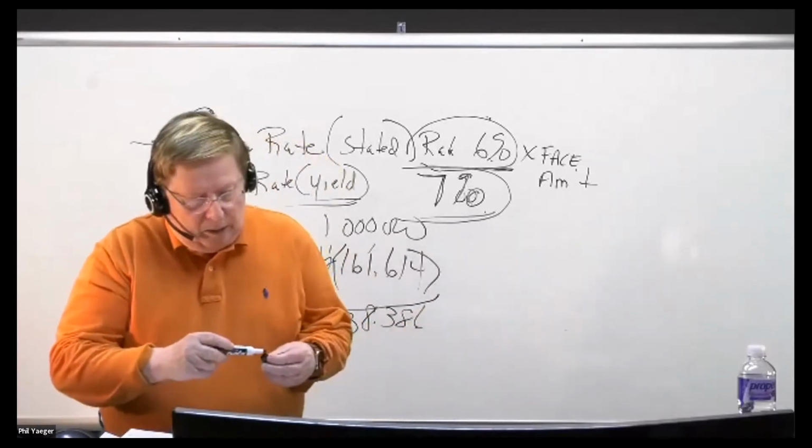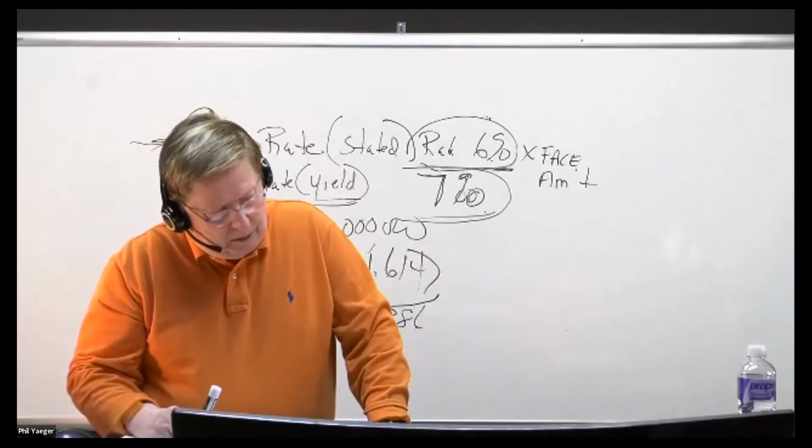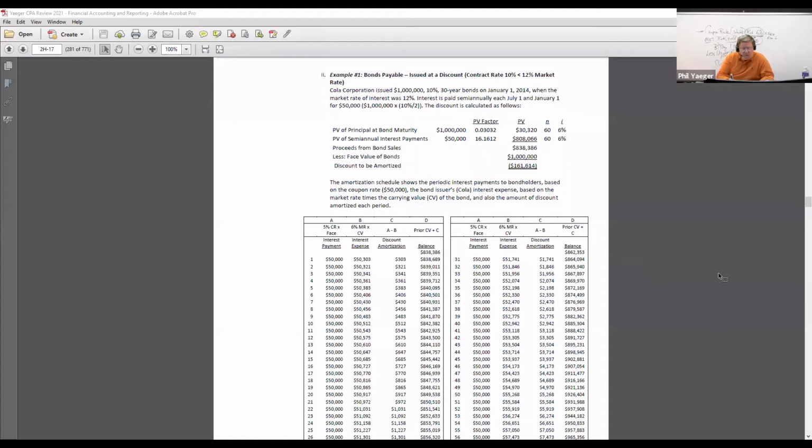Now, wait, Phil, would they get 808,066 or 838? First of all, if I sell the bonds today, how much am I getting? 838,386, right? I'm getting the present value of the principal and the present value of the interest payments, right? Right. That's what I got, 838,386.